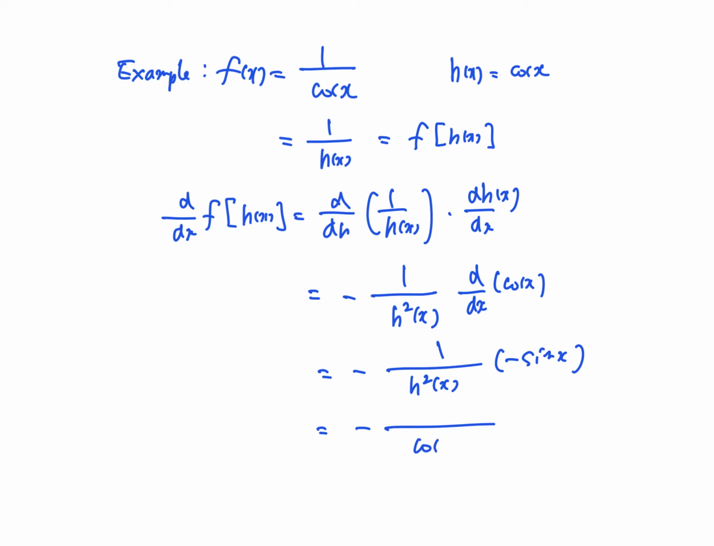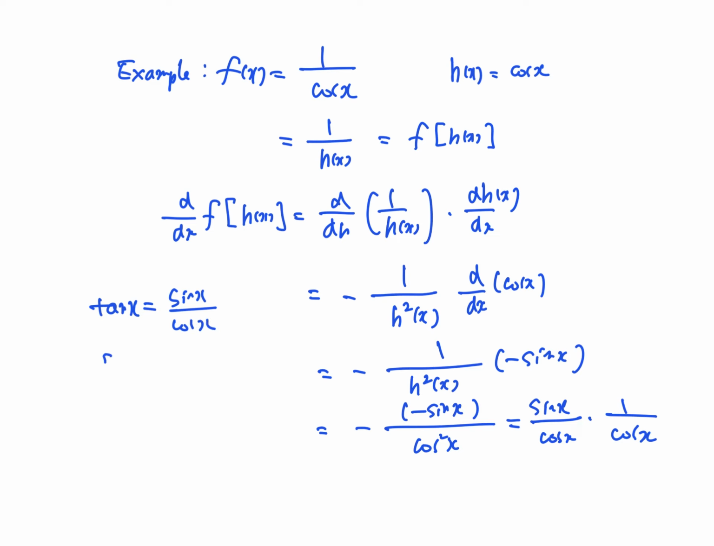So that is minus sine x over minus cosine squared x, which is sine x over cosine x times 1 over cosine x. We define tangent x as sine x divided by cosine x, and secant x as 1 over cosine x. So this is tangent x secant x.